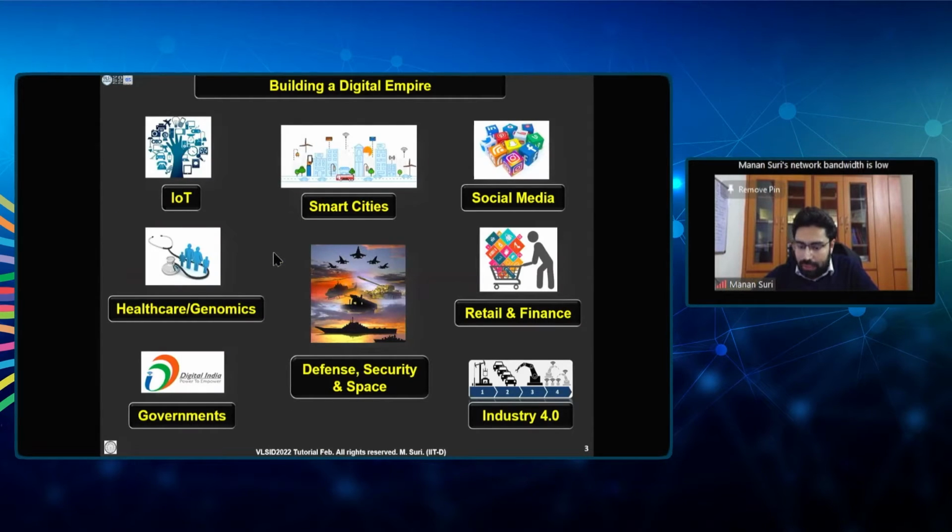So I always like to start with some context. If you look around, whatever is happening around us, we are essentially trying to build digital empires around our lives, whether it is IoT, healthcare, defense and security, smart cities, or social media. All of this is generating more and more data, and the requirement to process that data is to draw insights from it or to make sense of it, right?